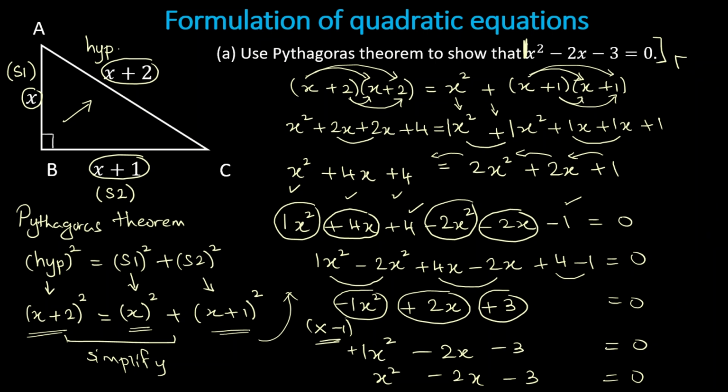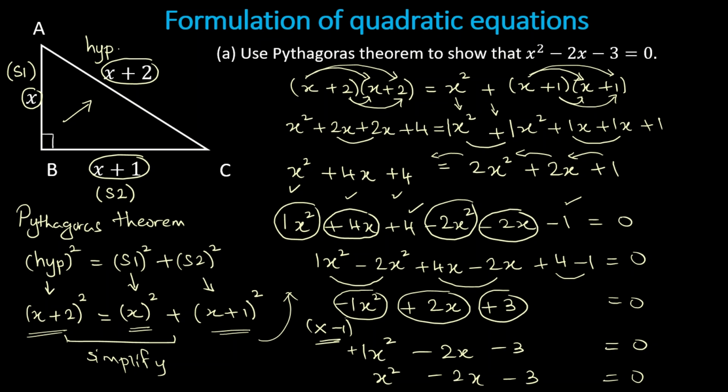Right? So now, is it the same equation that has been told in the question? X squared minus 2x minus 3. Yes. So here we are. We have developed this equation by applying Pythagoras theorem. Okay? You have to be very careful with the simplification involved when expanding brackets, when bringing like terms together, and when adding and subtracting. Right? Okay, so this is the first part of the question.